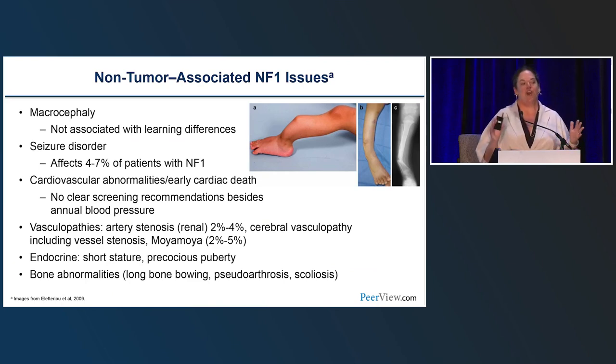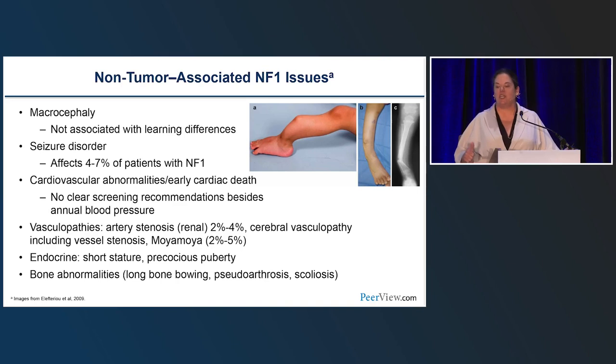There are several non-tumor associated findings in someone with NF1. They tend to be macrocephalic, which is not associated with tumor development or learning differences. Seizure disorder is more common, up to about 7% of patients with NF1. They are at risk for cardiovascular abnormalities, hypertension, and early cardiac death for reasons we still don't quite understand. They are clearly at risk for vasculopathies, so renal artery stenosis, moyamoya, and some cerebral vasculopathy, including vessel stenosis, so something definitely to watch for. And there are several endocrine abnormalities, short stature, and precocious puberty.